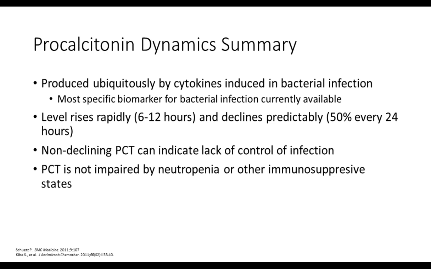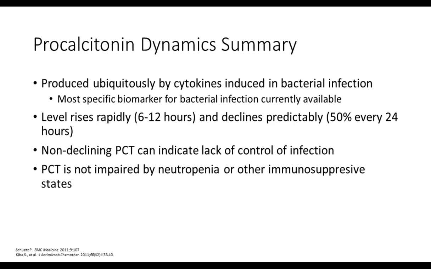And so just to briefly summarize what I could have talked about for an hour, procalcitonin is produced ubiquitously after cytokine production produced by bacterial infection. It's the most specific biomarker for bacterial infection currently available, and we'll talk a little bit about this later. The levels rise rapidly, they decline predictably. Non-declining procalcitonin certainly can indicate a lack of infection control. And we won't talk much about this, but that is sort of the way I think about it.